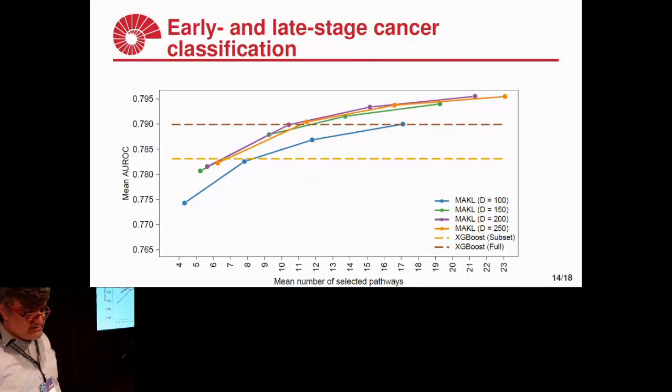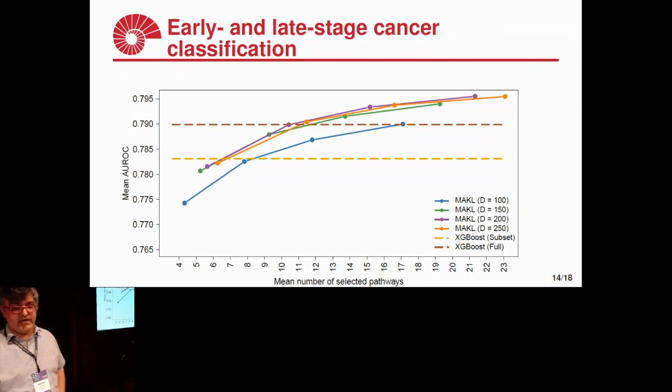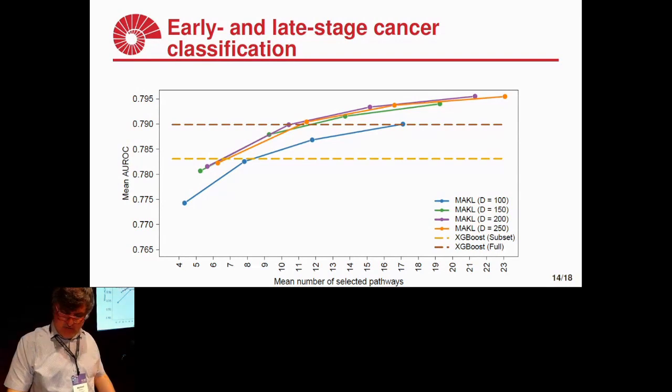There are two horizontal dashed lines. One of them is XGBoost using all of the features. The other one is XGBoost with the features included in the pathway database.